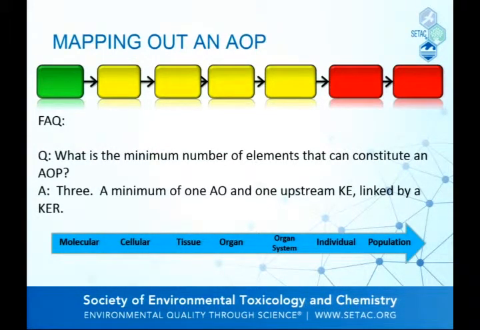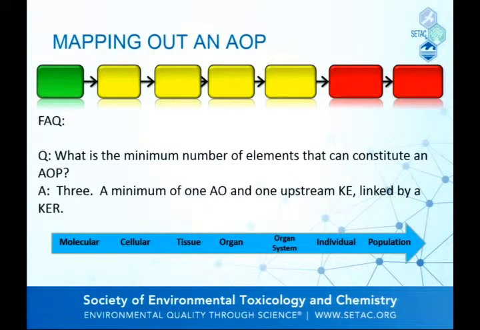And there's no really good answer, but there's one answer we can give you. What is the minimum number of elements that you should have in an AOP? And the answer to that is 3, right? You need to have some kind of initiating event, and then you need to have some adverse outcome, and then you need to have a key event relationship connecting the two.